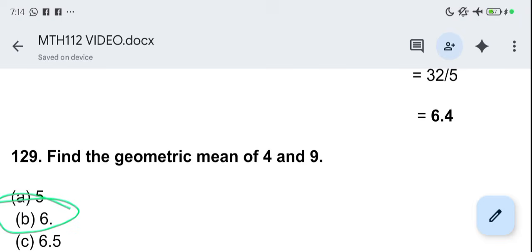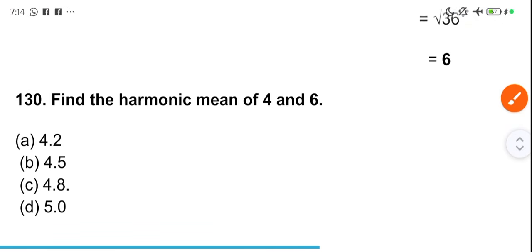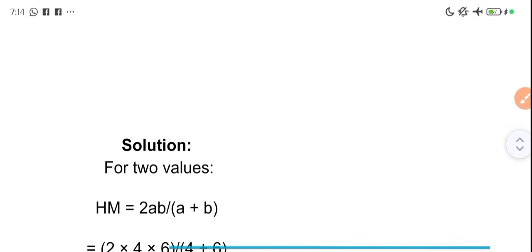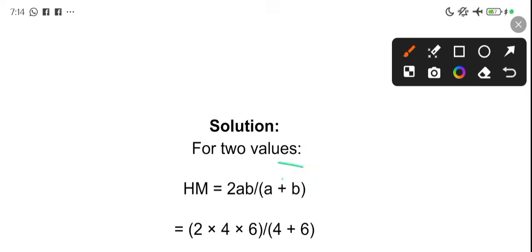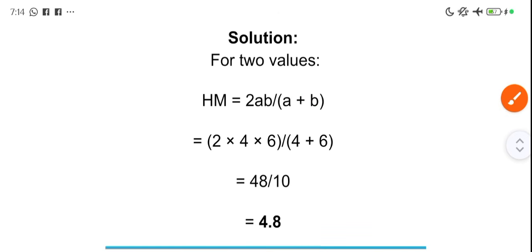Alright. Question 130. Find the harmonic mean of 4 and 6. Harmonic mean. This is the formula for harmonic mean here. So you have 2ab over a plus b. This is a trick for two values. Once you are given two values, just use this trick. Then you are good to go. Then you solve this and get 4.8.